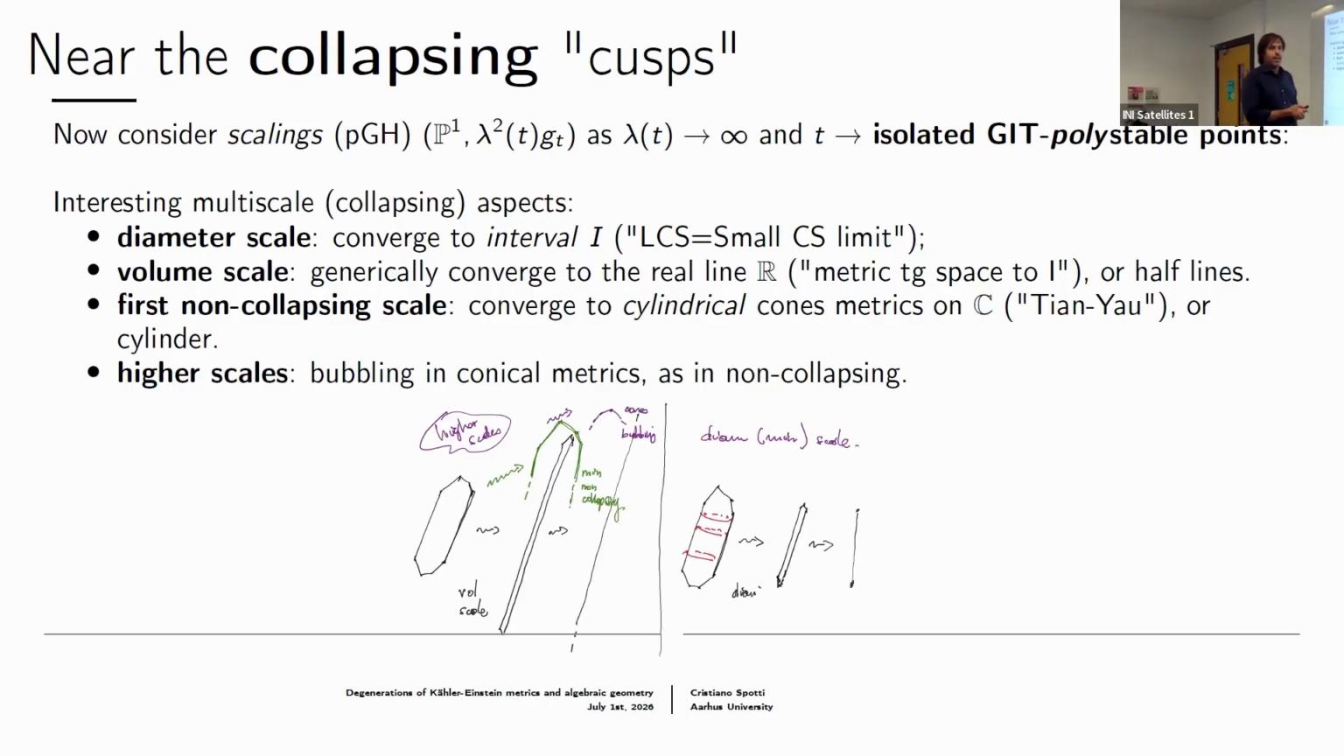have collapsing. This corresponds precisely to the case when we approach a JT polystable, strictly polystable point in the JT quotient. And now the metrics behave differently according to how you look at them from fixing the relevant scale. So if you normalize the metric such that they fix the diameter, what is happening is this picture here. The metrics basically converge to an interval.